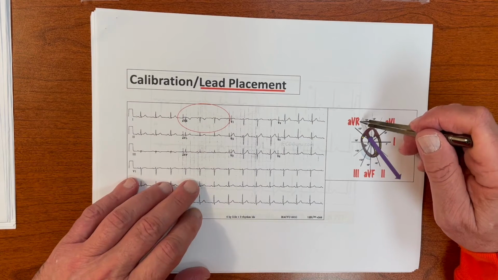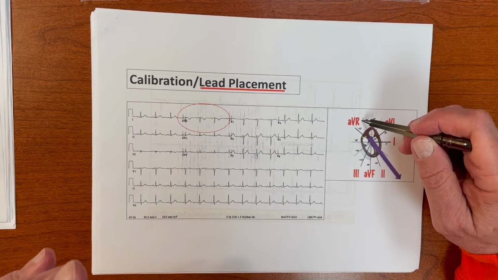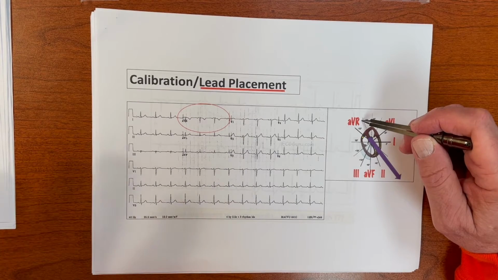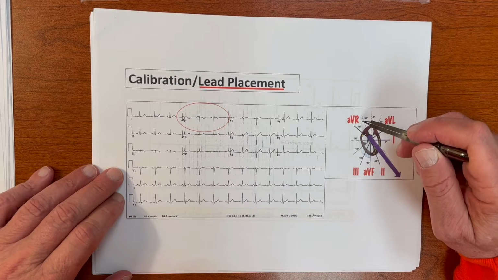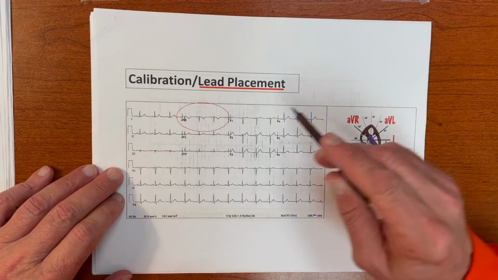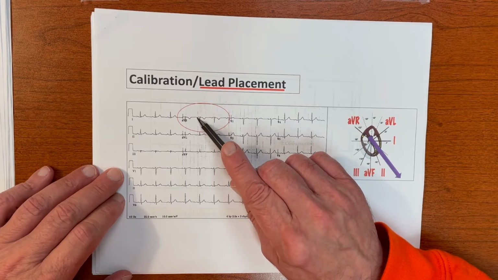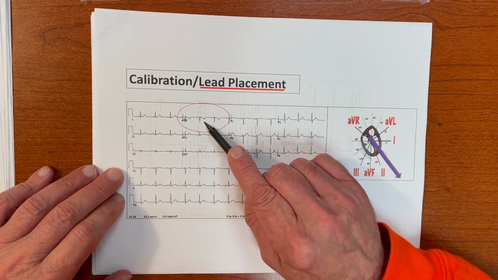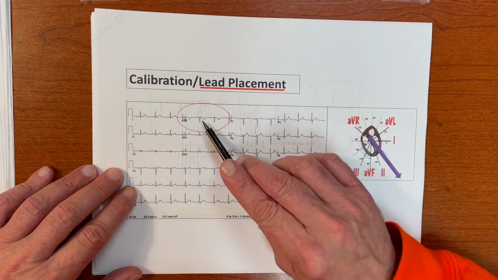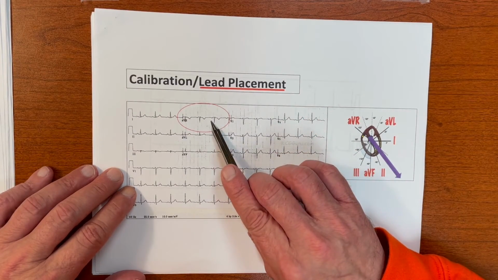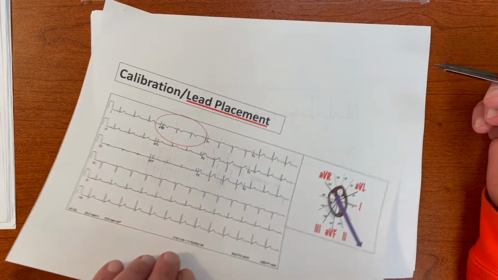So using our principle that a vector going toward a lead is positive and away from a lead is negative, what would we anticipate aVR would look like in a normal tracing? Yes, it would be negative. The P wave would be negative, the QRS would be negative, the T wave would be negative. All right? So that's screening for lead placement. And that's normal.